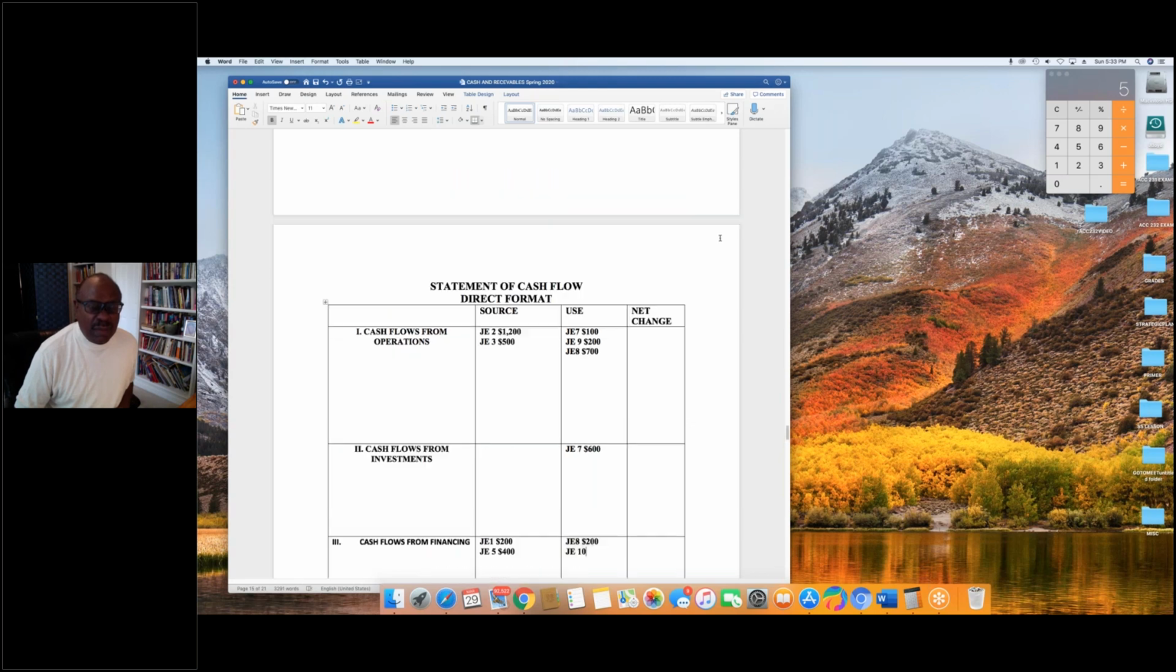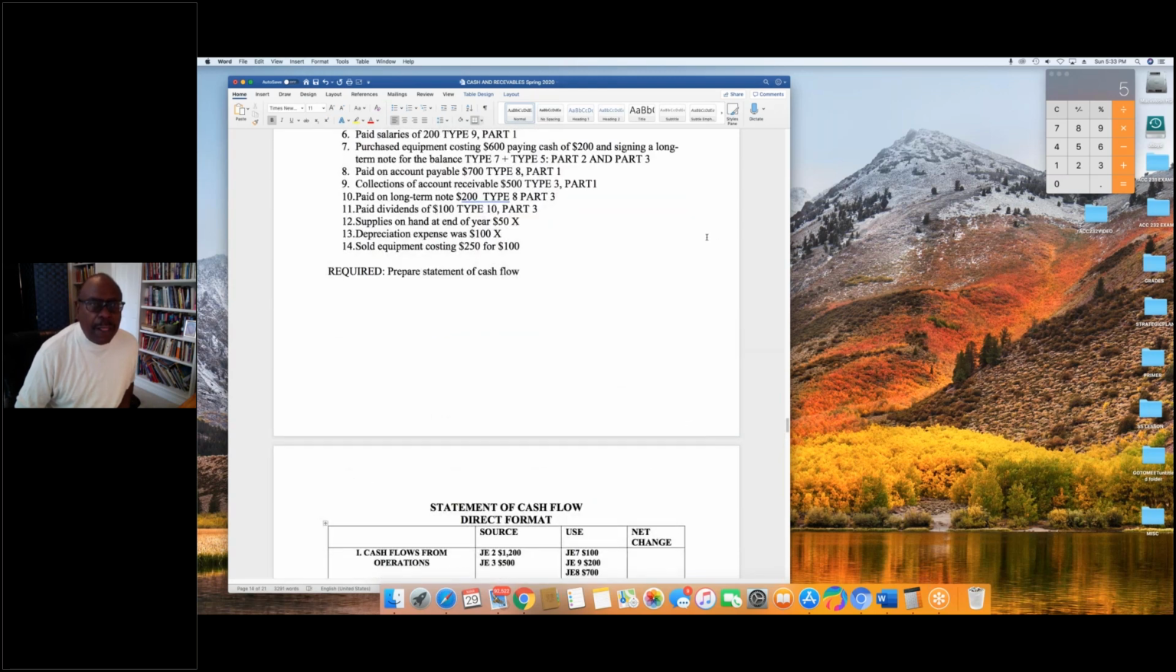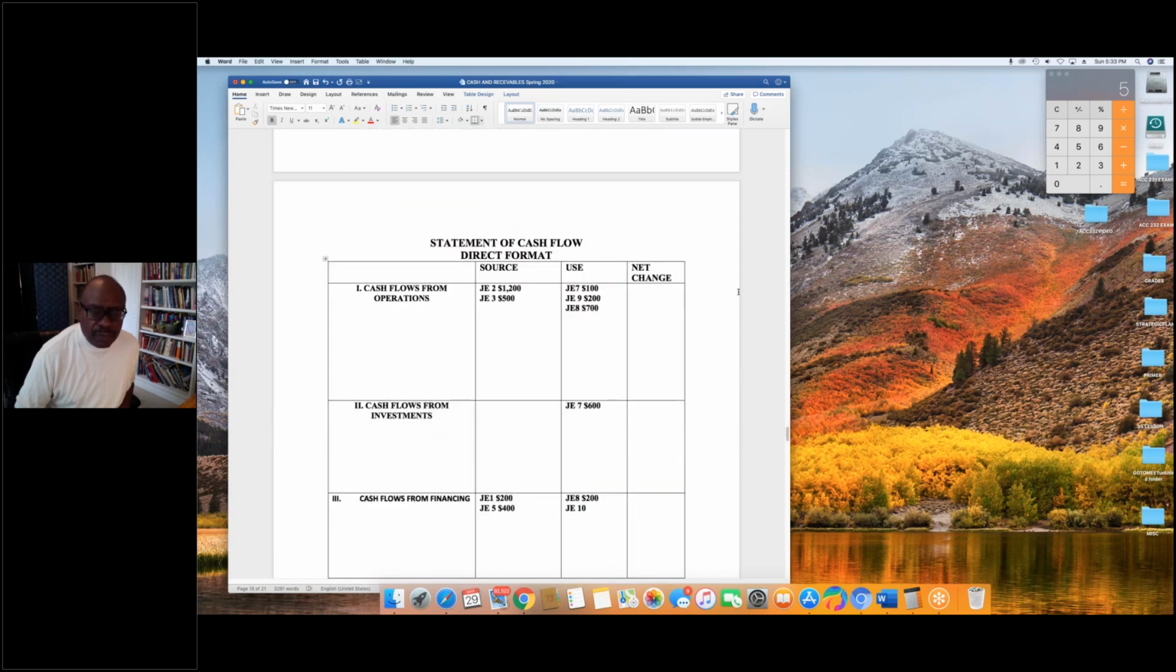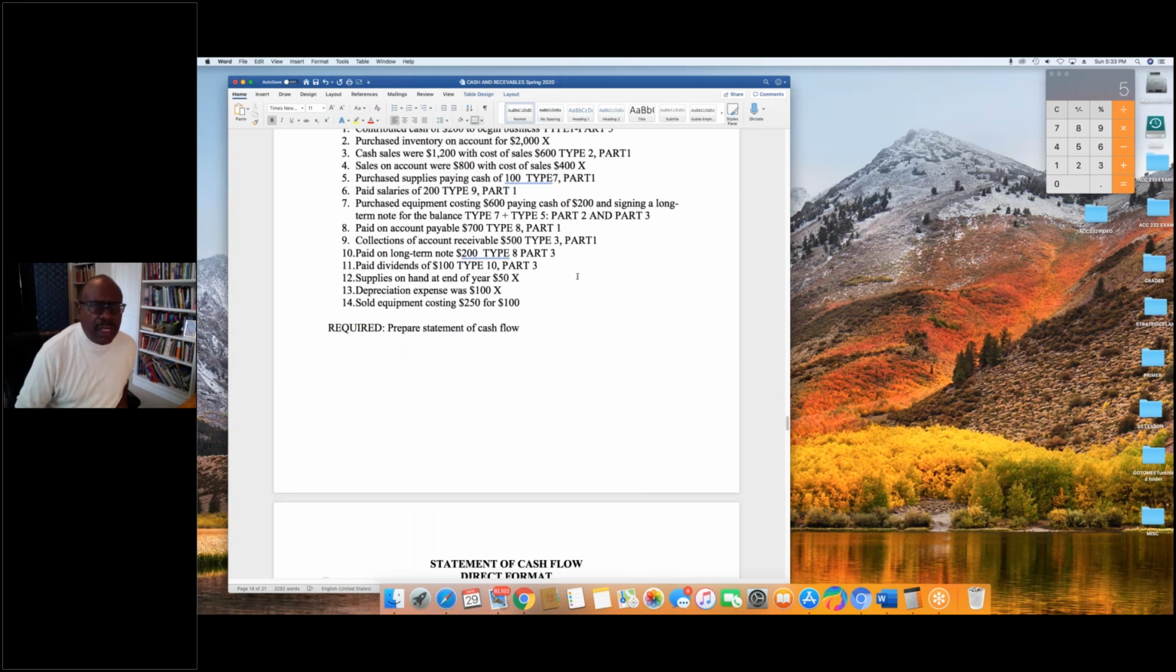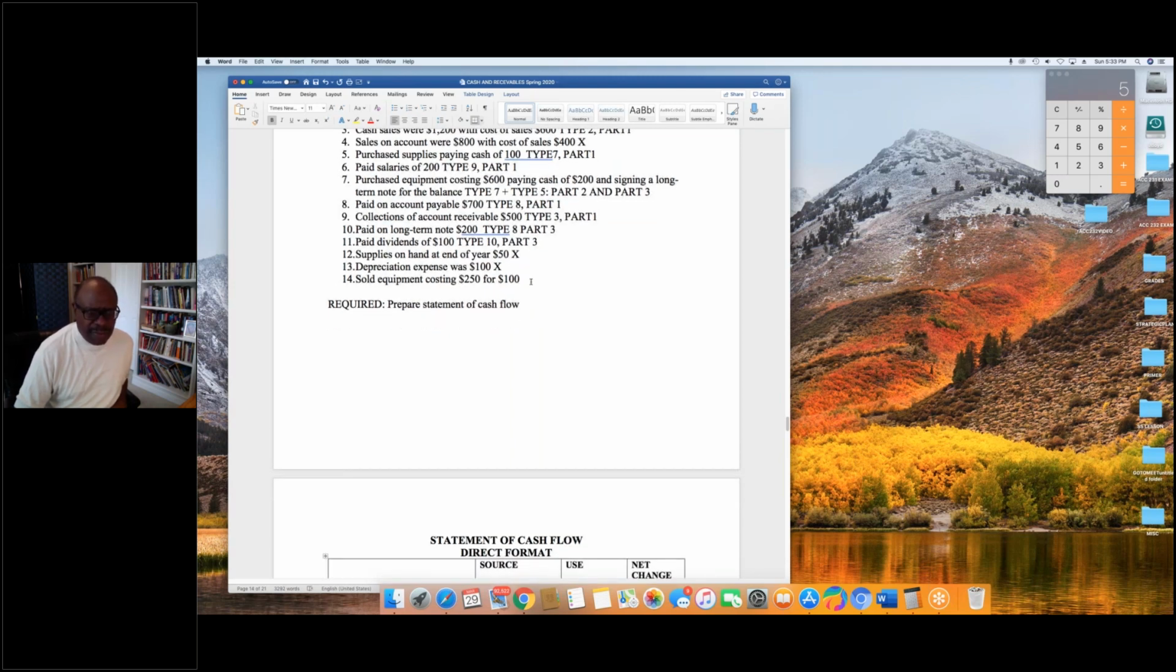Dividend was $100. Now, supplies on hand, an adjusting entry, so we know no cash involved, X there, depreciation expense X. Then we sold the equipment costing $250 for 100.